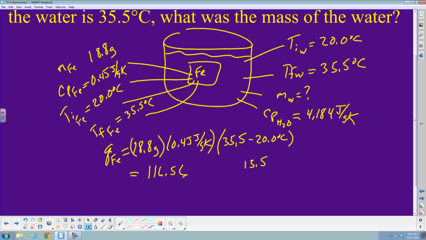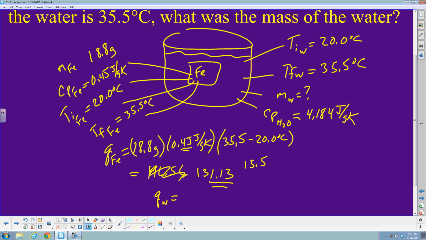Oops, I hope I did that right. Let's check it. I maybe made a mistake. Okay, 15.5 times 0.45, I couldn't read my own writing, times 18.8, how about 131.13? I missed that 5 there. It looked like a joule to me. I have 2 sig figs here. That means I can only have 2 sig figs here. Now that's my Q iron, so what's my Q water?